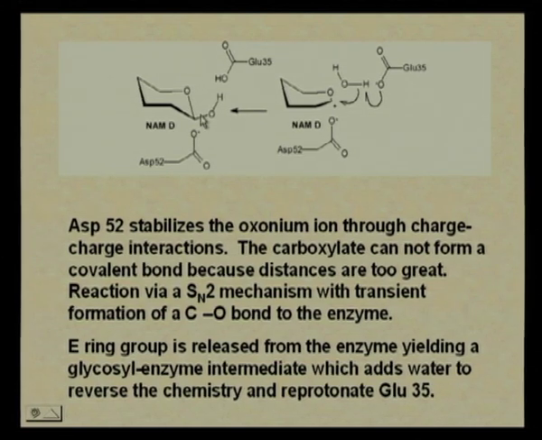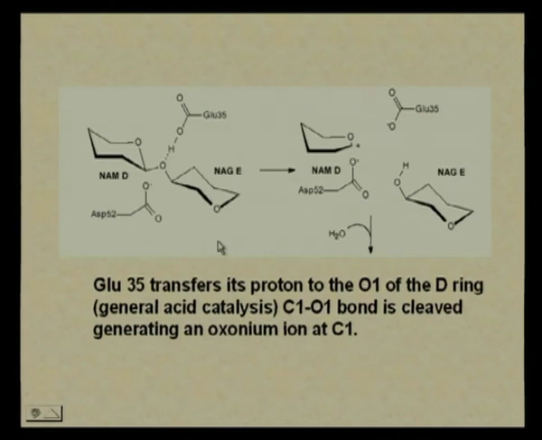Where is this oxonium ion formed? How is it formed? It is formed from the cleavage of the C1O1, right. If we go back to the previous slide, what is happening here? We have a C1O1 bond cleavage. This bond is being cleaved, this bond. So, what do we have? We have this plus charge here. Now, this plus charge is stabilized by the O minus of aspartic acid.